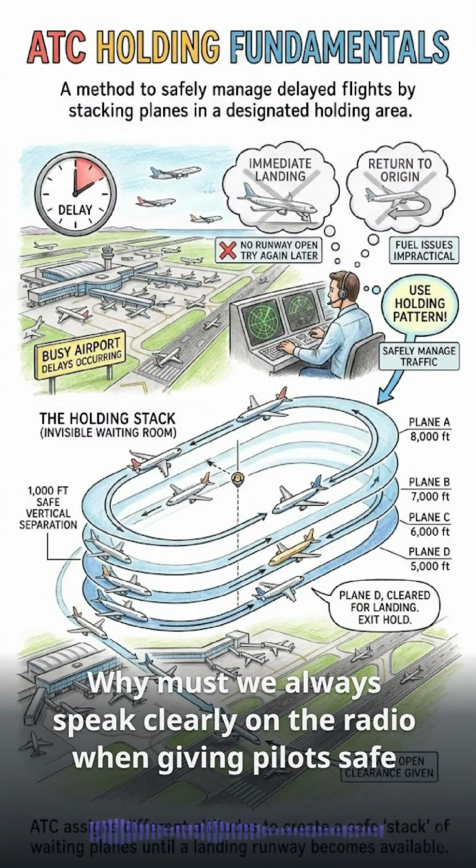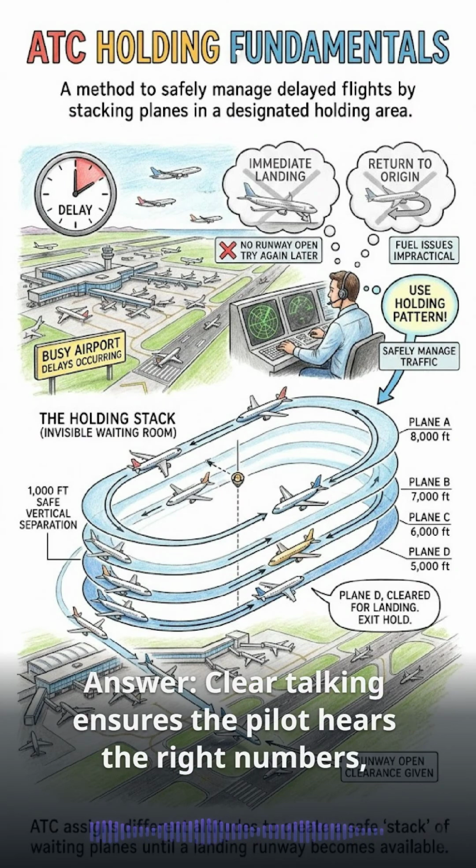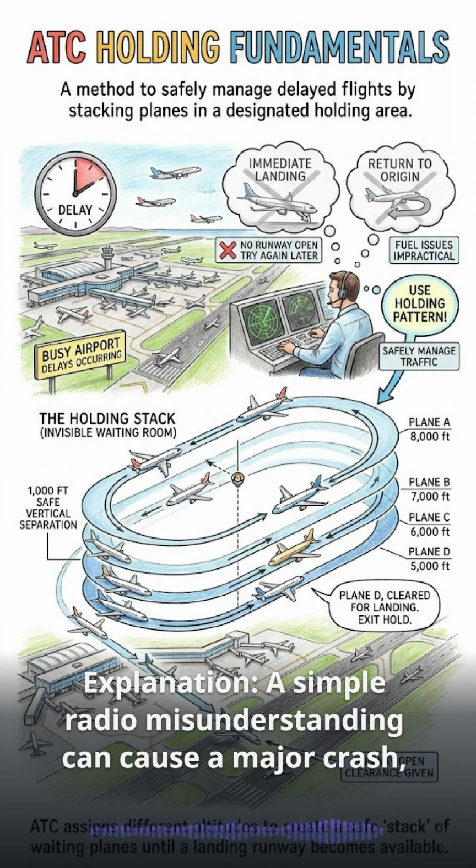88. Why must we always speak clearly on the radio when giving pilots safe separation flying instructions? Clear talking ensures the pilot hears the right numbers, moving their airplane to the correct spot. A simple radio misunderstanding can cause a major crash, ruining the safe separation bubble we built.